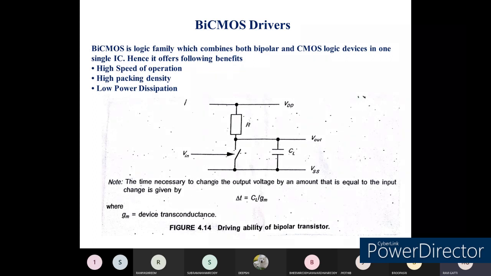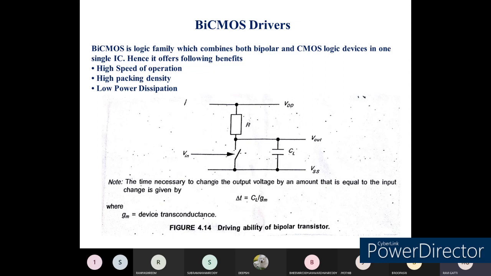With the use of these BiCMOS drivers, we can increase the packaging capacity of the circuits. And the last one is that these BiCMOS drivers provide low power dissipation for the data transmission. They provide low power dissipation because the CMOS technology works for low power data transmission, and the bipolar junction transistor goes for the high-speed part.